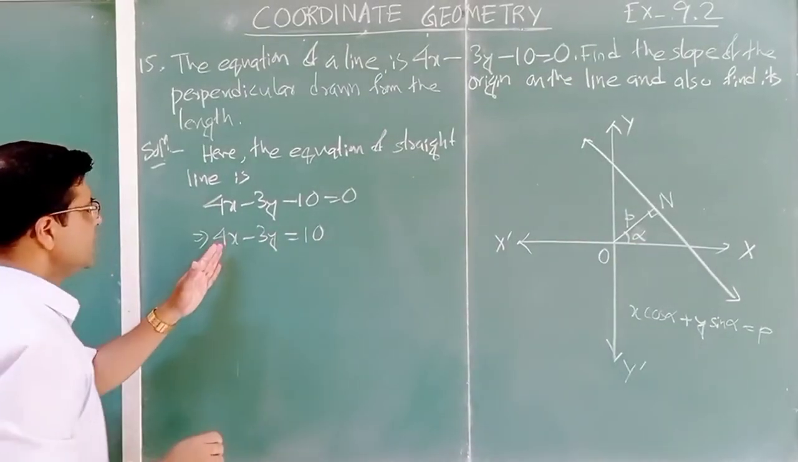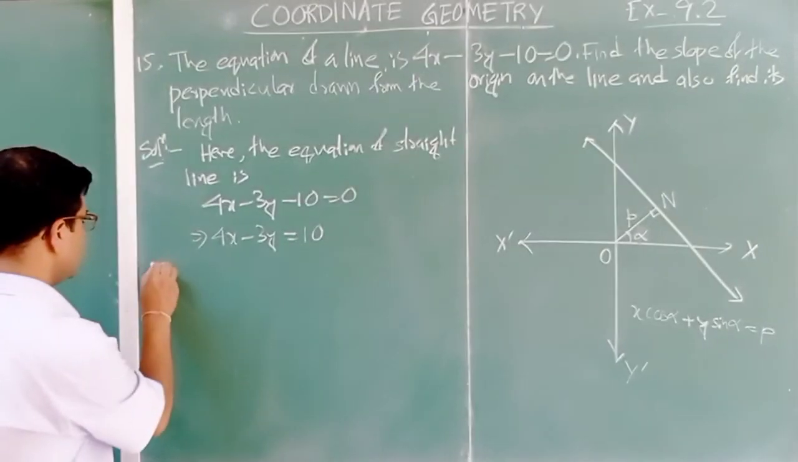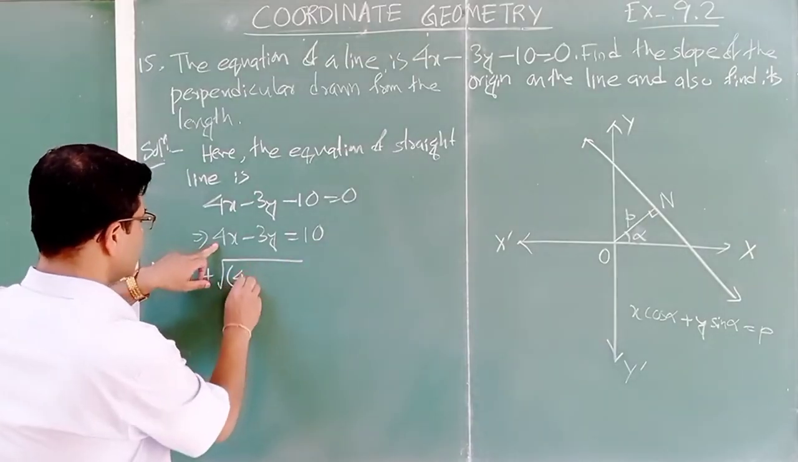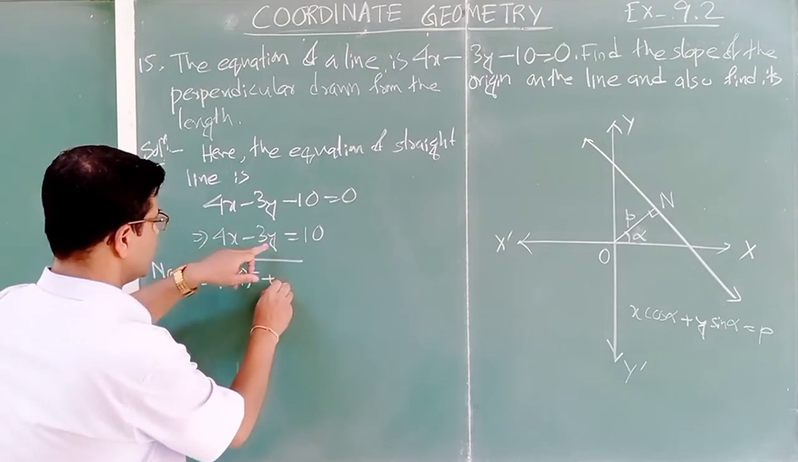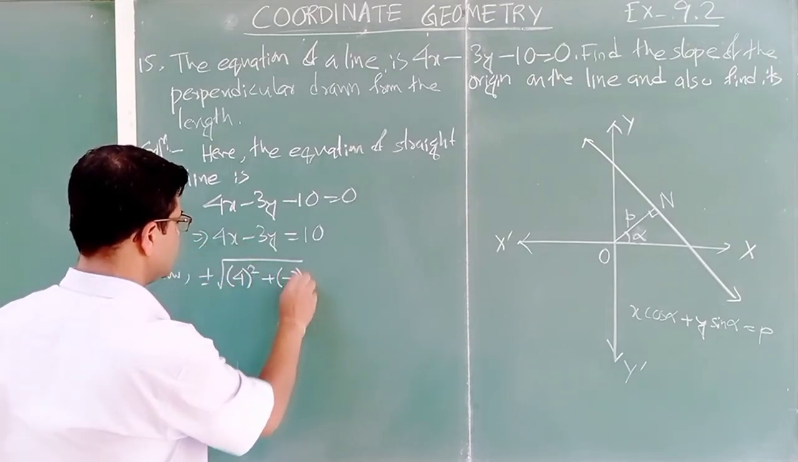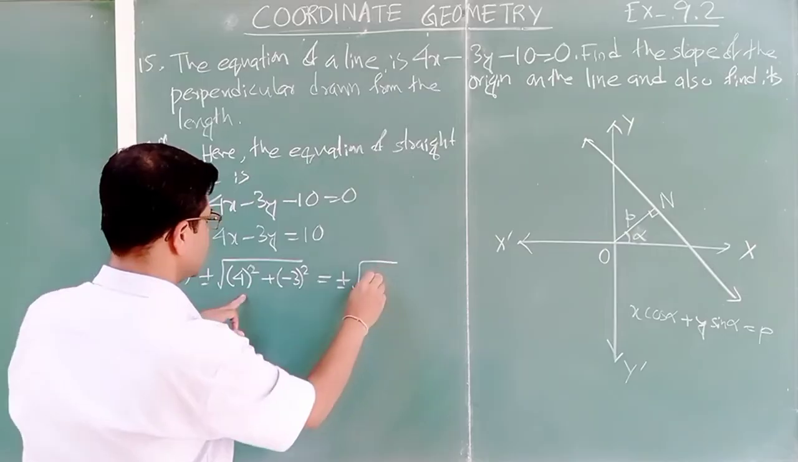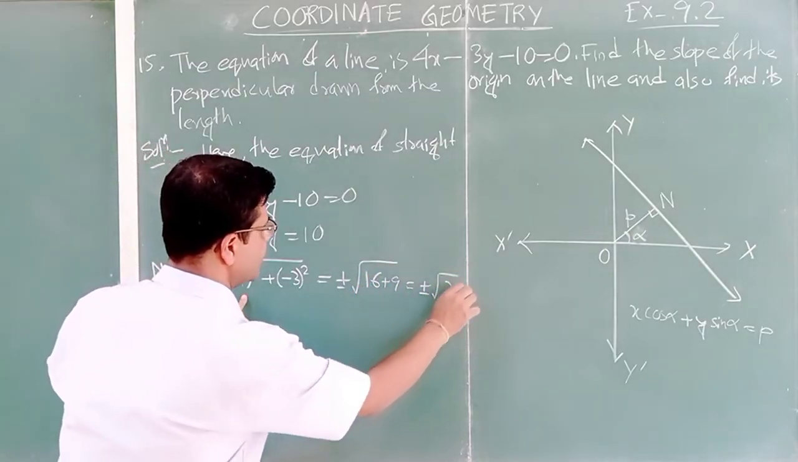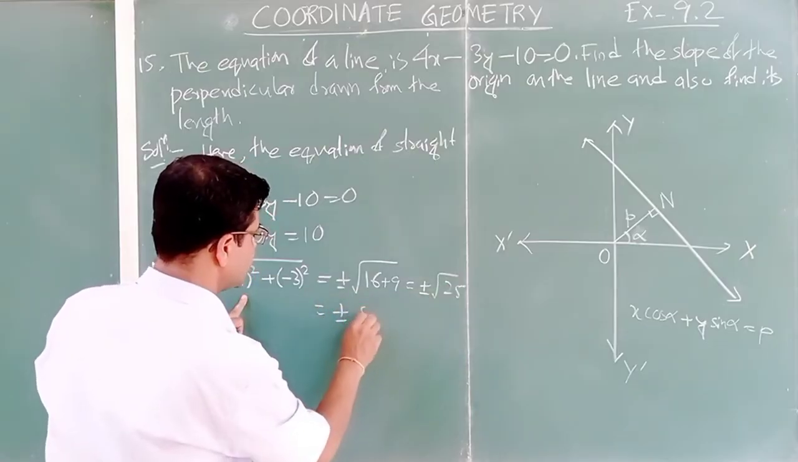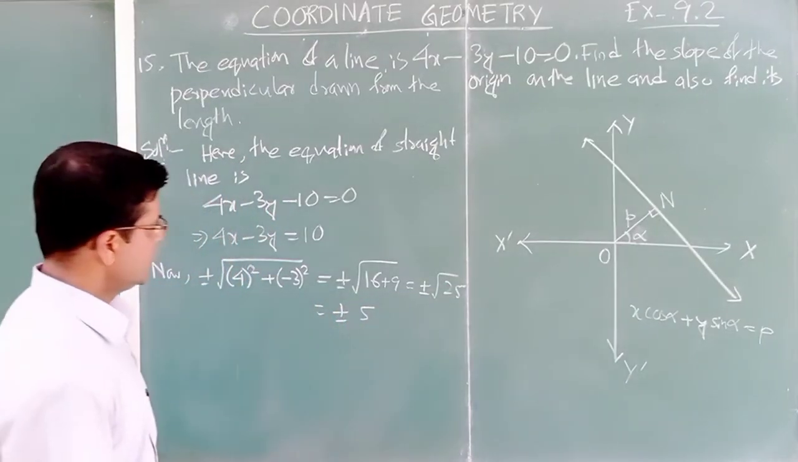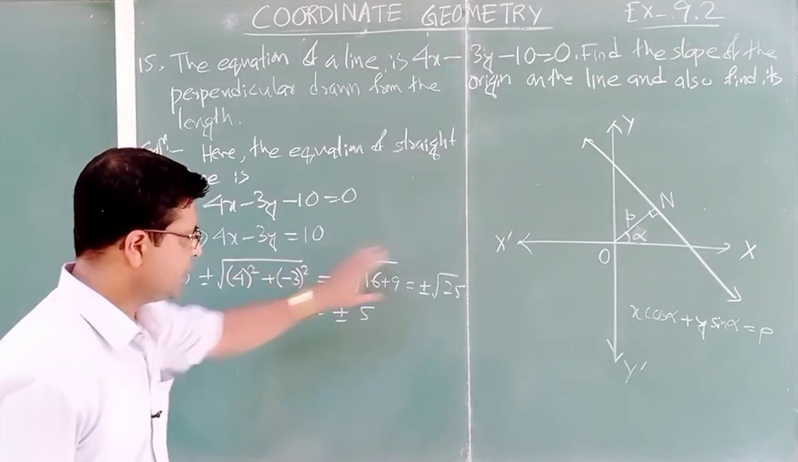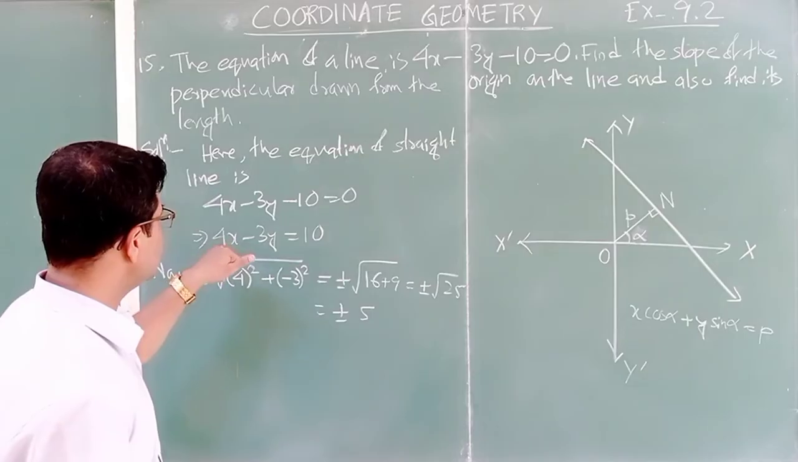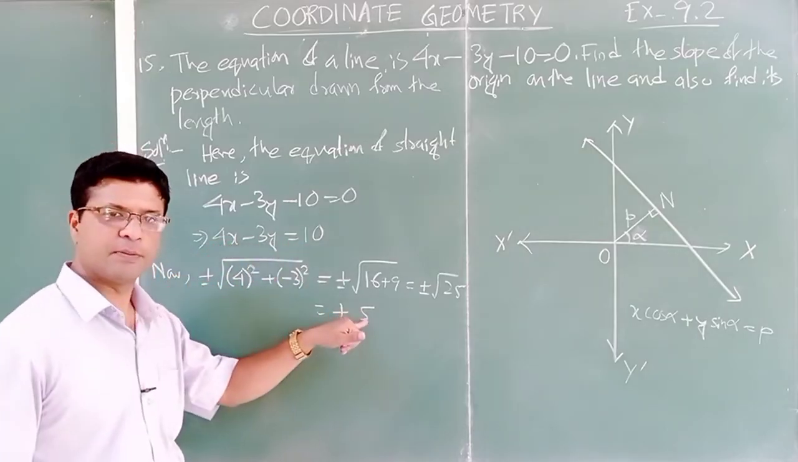Now we know that each term should be divided by a factor called, what is the factor? Plus minus square root of coefficient of x square plus coefficient of y square. This is 16 and this is 9, plus minus square root of 25, plus minus 5. To save the space we have written it horizontally. You can write vertically also. Now we shall divide each term by either plus 5 or minus 5.